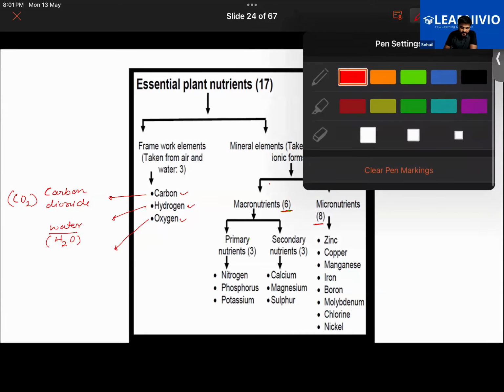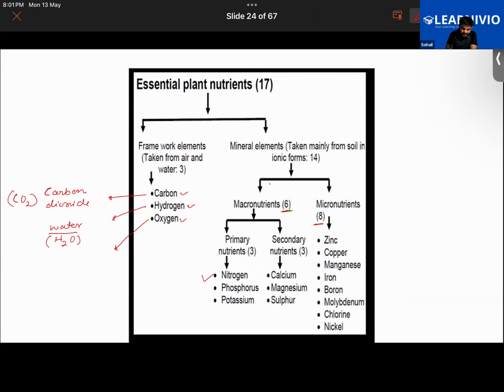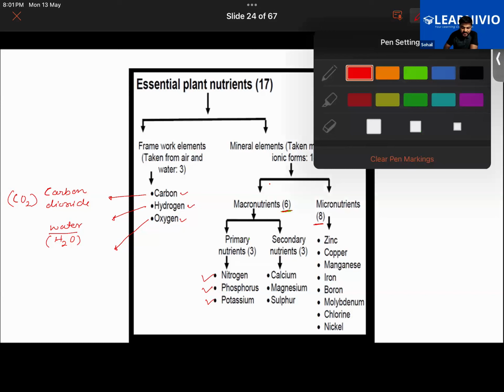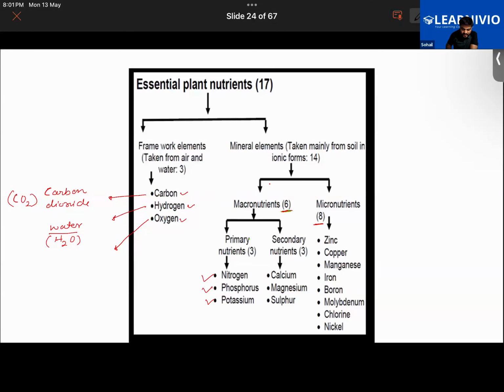Out of them, you should remember nitrogen, phosphorus, and potassium. These are very much important. Even in the macronutrients, nitrogen, phosphorus, and potassium are called primary nutrients. In short, we call them NPK. N for nitrogen, P for phosphorus, K for potassium.